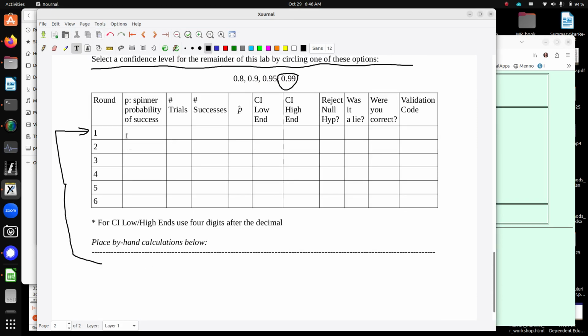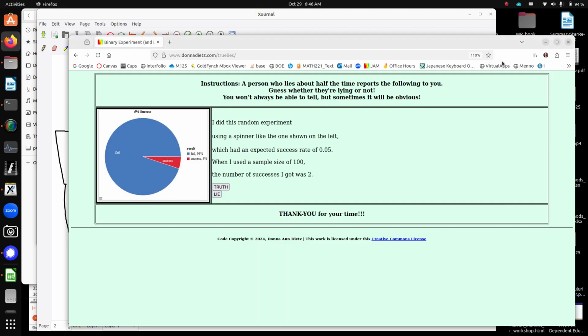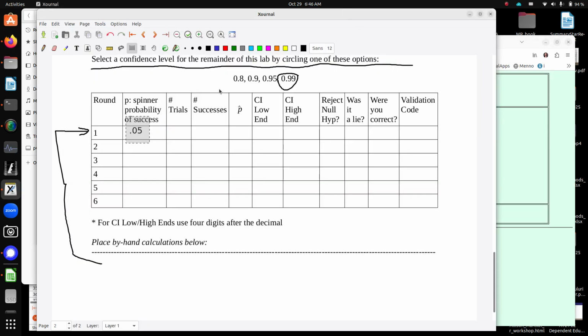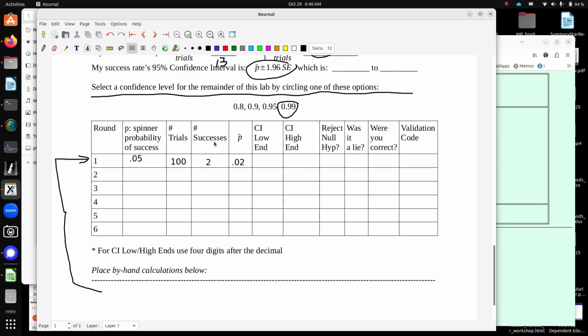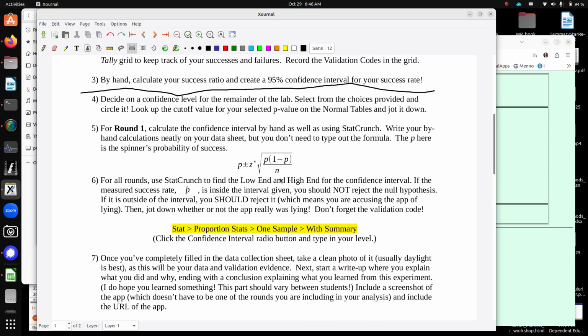So let's say 0.05 can go in here, and then the number of trials is, let's see, trials is 100, success is 2, so p hat, I have to calculate this. P hat is the probability of success that I measured. It's my measured probability of success, and that formula is right over here. P hat is successes over trials. And then I'm going to do this calculation by hand, which I explain in the instructions how you do it.